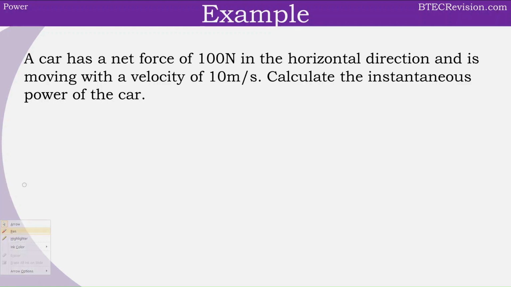Now let's look at another example. A car has a net force of 100 newtons in the horizontal direction and is moving with a velocity of 10 meters per second. Calculate the instantaneous power of the car. We'll start by writing down the equation. Power equals force times velocity. And in this case, the units are also correct. 100 newtons multiplied by 10 meters per second is going to give us 1000 watts.